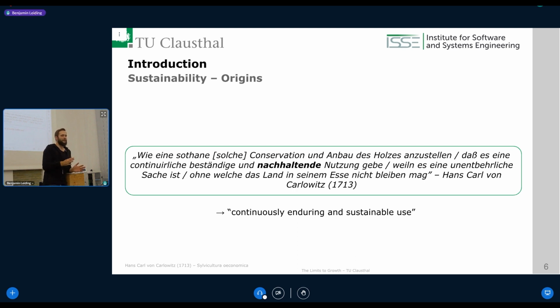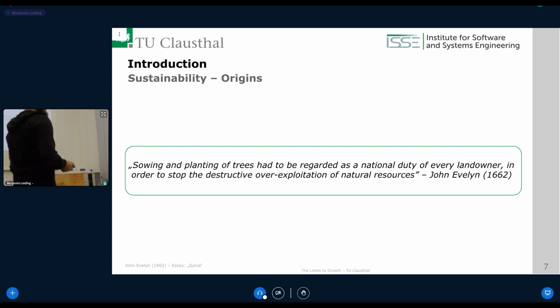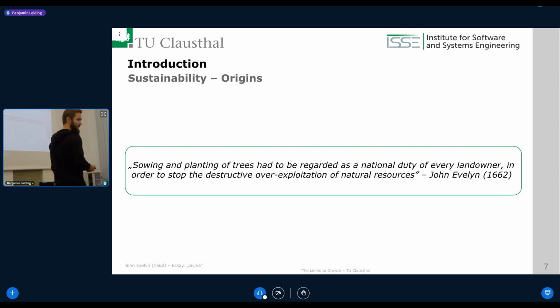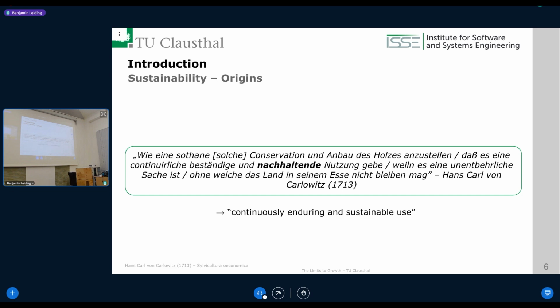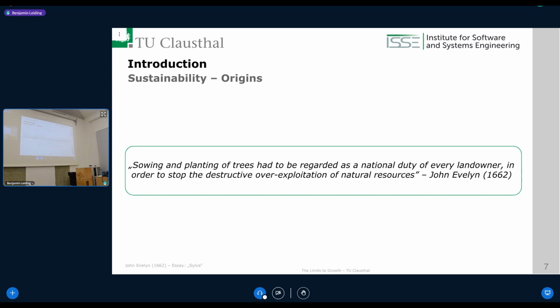So the idea is to continuously use things in a sustainable manner, whether it's just particular resources like forest and wood, or stuff in a more general way. And sowing and planting of trees had to be regarded as a natural duty of every landowner in order to stop the destructive, over-exploitative exploitation of natural resources. Is something that a guy called John Evelyn even came up with quite a while before Karlowitz. It was just not phrased in that sentence of sustainability as we know it, but it also boils down to pretty much the same thing.